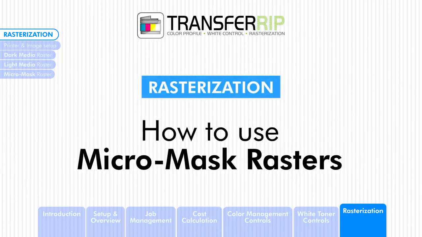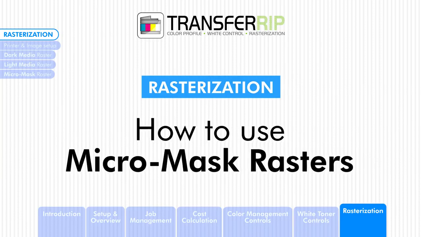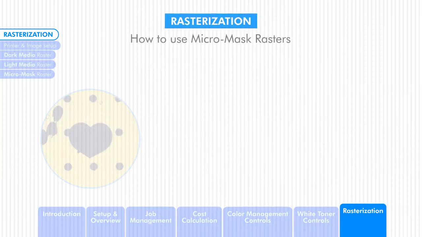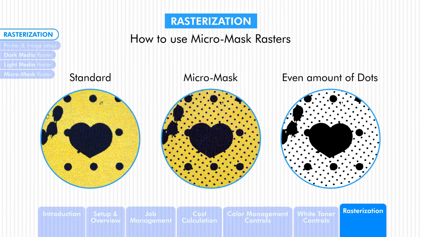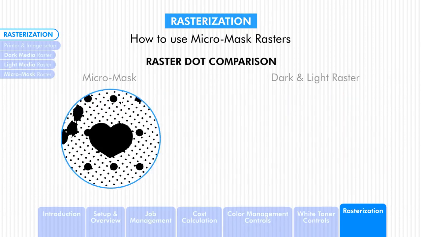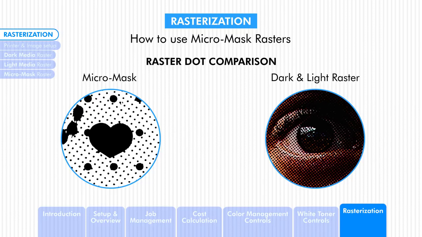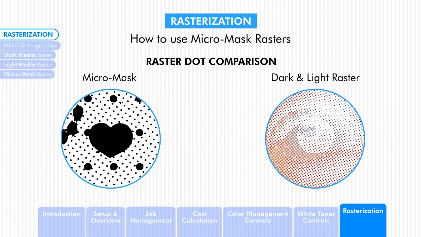The last raster option is the Micromask raster option. The Micromask raster is similar to the dark and light media rasters in that it places holes in the image. The difference between the raster options is that the Micromask raster places an even amount of holes across the whole image. The dark and light raster options have dots in various sizes and distance between them. This is because these dots generate a gradient-like effect in the image, which is perfect for photographs. If you have images without gradients and shading, then the Micromask raster is the best option for those images.